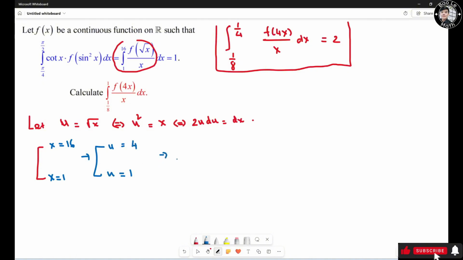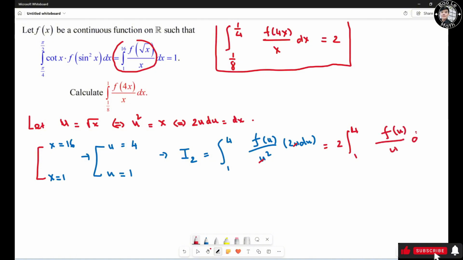So I have the new integral, I2 equals the integral from 1 to 4 of f of u over u squared, right? Now ds is going to be 2u du. Now I need to simplify u squared and u right here. So I have u on the bottom, and I need to bring the 2 to the front. So it's going to be 2 times the integral from 1 to 4 of f of u over u du.